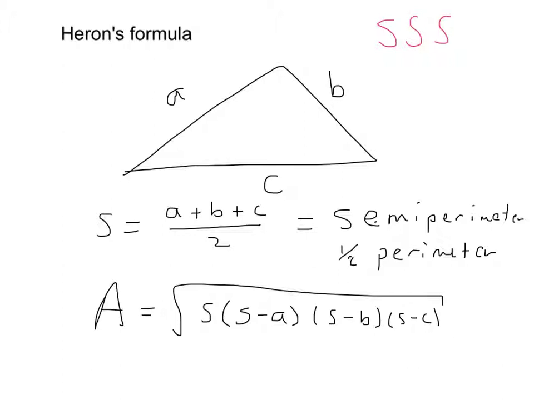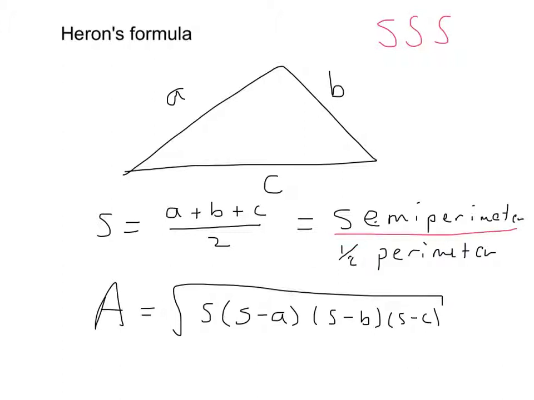So Heron's formula is a formula that was known to the ancient Greeks. Heron was an ancient Greek, and it's kind of complicated, but it works. And I won't go through why it works right now, but I do want you to be aware of it. So the first thing to solving a Heron's formula problem is to calculate something called the semi-perimeter.